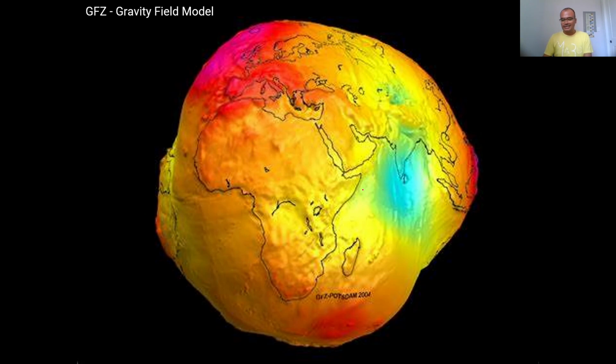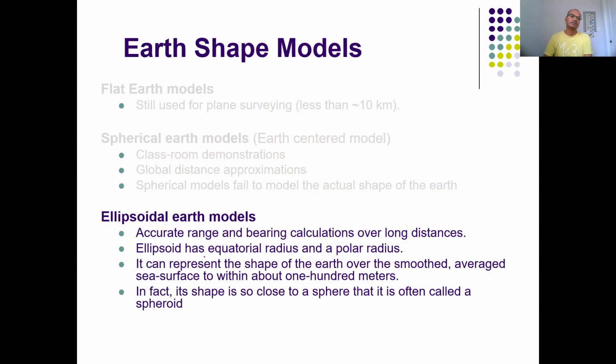So to model this irregular body, this spherical model is not good, so the geodesists, cartographers, and scientists have developed a new model to represent the spherical kind of Earth, that is called the ellipsoidal model. This ellipsoidal model uses two radii. One is called the equatorial radius, another one is called the polar radius.